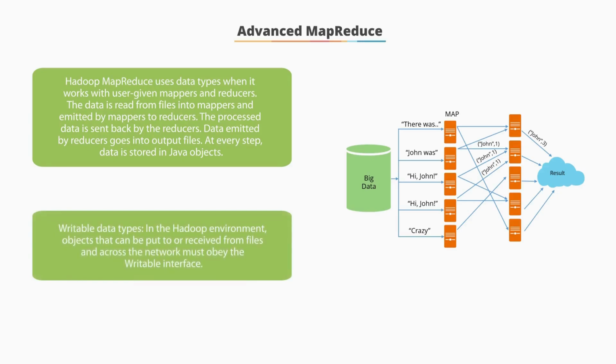Let's now understand the writable data types in Advanced MapReduce. In the Hadoop environment, all input and output objects across the network must obey the writable interface, which allows Hadoop to read and write data in a serialized form for transmission. Let's look at Hadoop interfaces in some more detail.